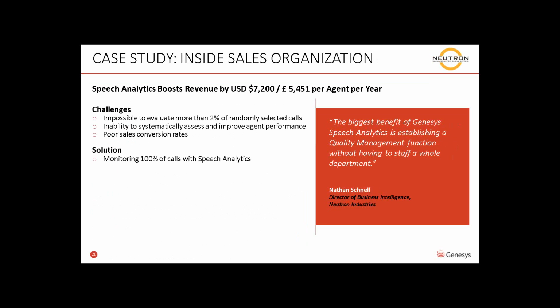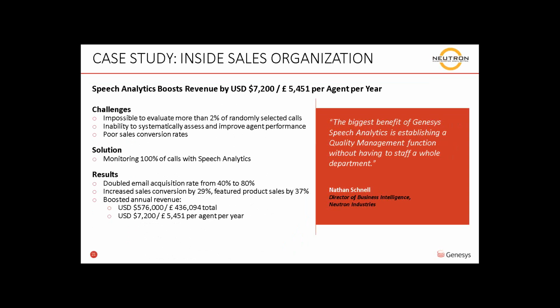So they began monitoring 100% of their calls with speech analytics. And as a result, they quickly doubled their email acquisition rate from 40% up to 80%. Their email acquisition rate is just when their agents ask their customers or prospects for the customer or prospect's email address. And it's something that they trained all their agents to do, but without that targeted training and coaching provided by the interaction analytics, it was hard to get the agents to do that.